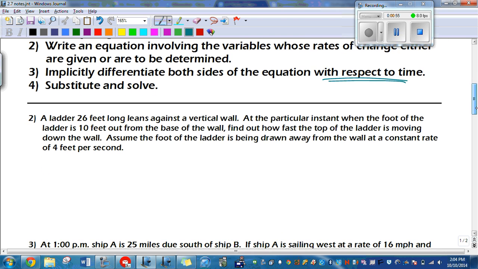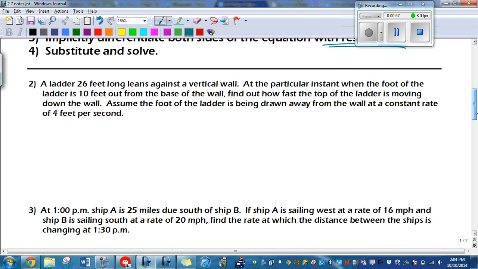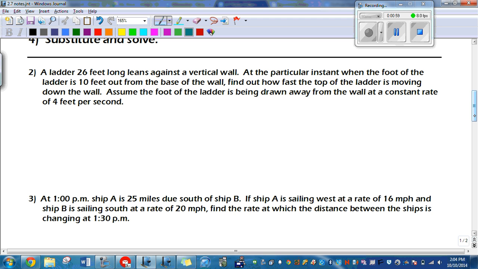So let's first read through this and figure out what we're dealing with. A ladder 26 feet long leans against a vertical wall. At a particular instant, when the foot of the ladder is 10 feet out from the base of the wall, find out how fast the top of the ladder is moving down the wall. Assume that the foot of the ladder is being drawn away from the wall at a constant rate of 4 feet per second. So let's get our drawing together here.